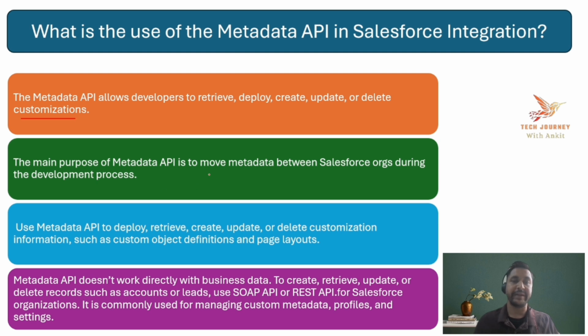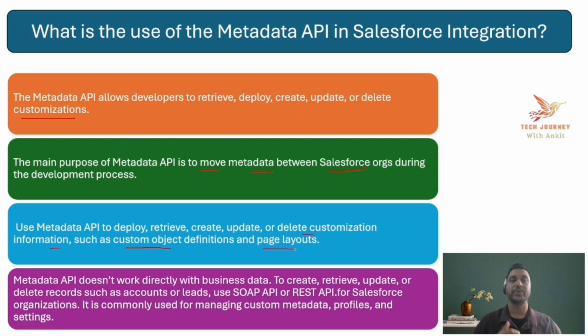The main purpose of the metadata API here is to move the metadata in between the Salesforce orgs during the deployment process. That is the main purpose here. Whenever we are moving the metadata in between the Salesforce orgs, basically in the background, metadata API works. So use metadata API to deploy, retrieve, create, update, or delete customization and information. For example, like the custom object definitions or a page layout, if in case programmatically you want to make some changes, then you will go for the metadata API here.